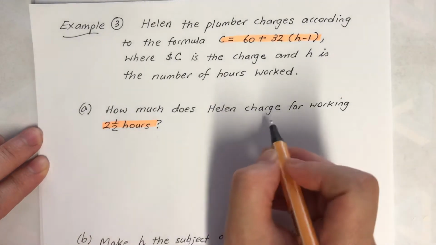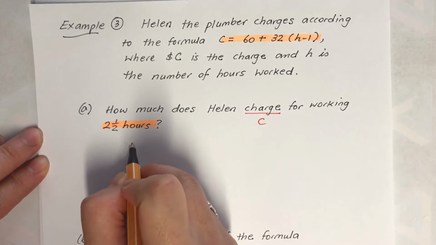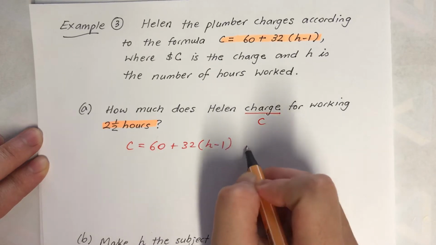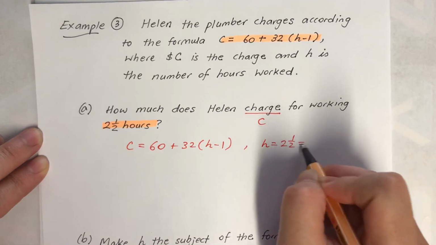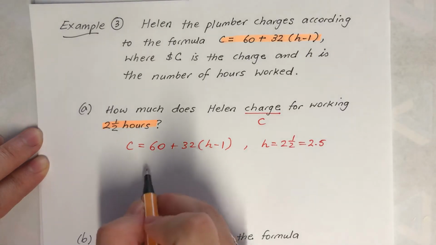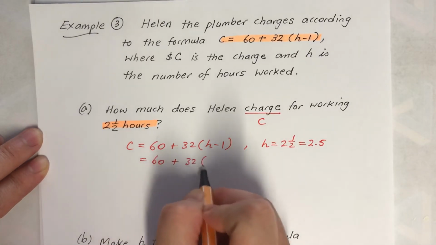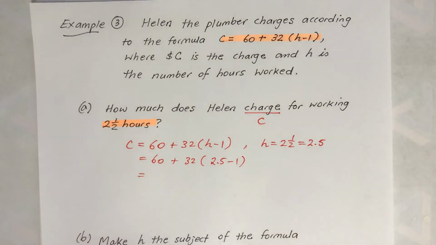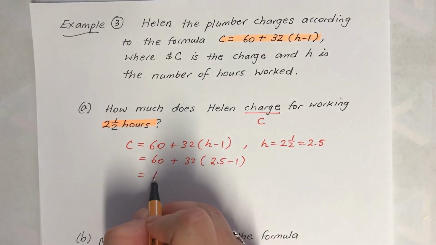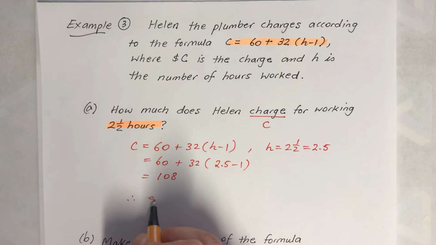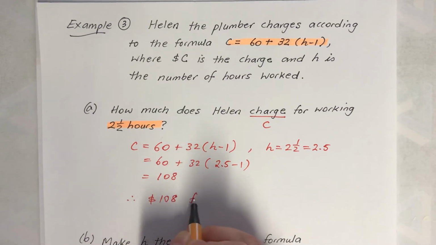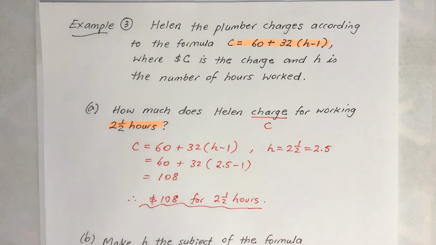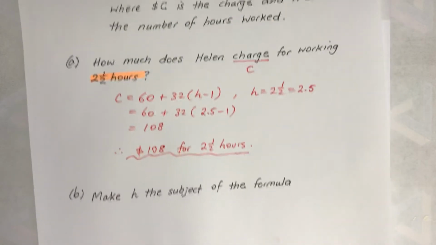So we're looking for the charge, which is the C, isn't it? So the formula we were given was this. And H is 2.5. So that's 60 plus 32 brackets 2.5 minus 1. And you just put all that into your calculator, okay? What you'll get is 108. Now your final answer should be $108 for 2.5 hours. Make sure you write the final answer with the dollar sign.